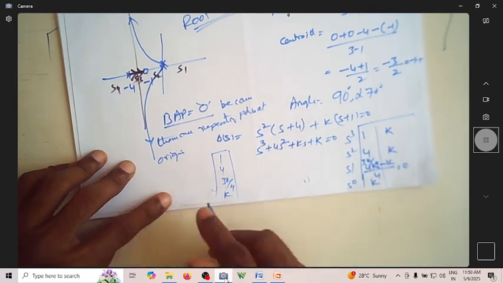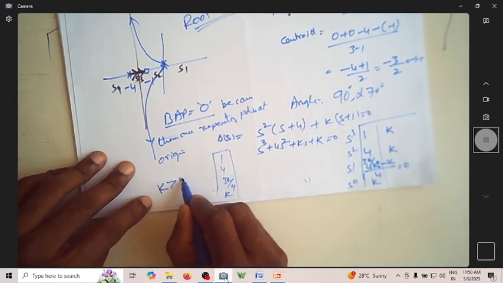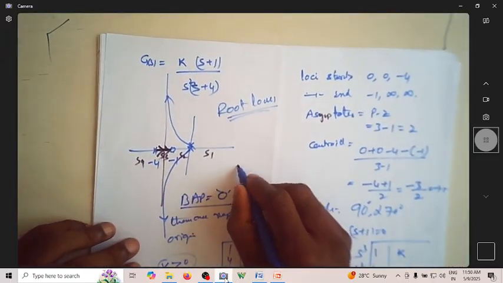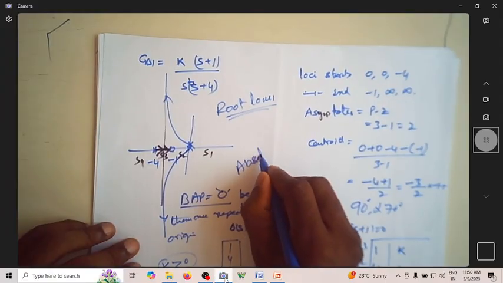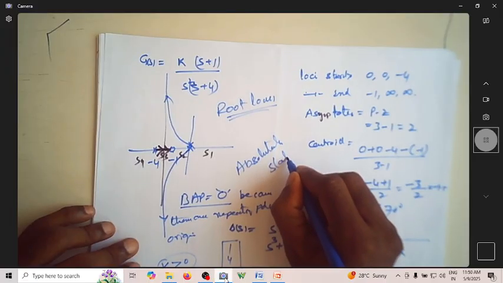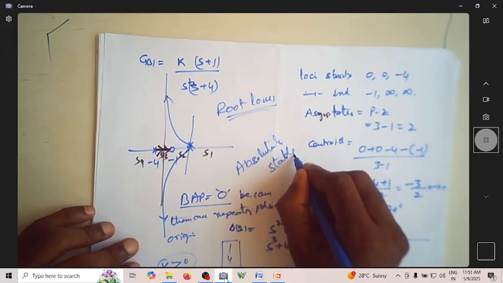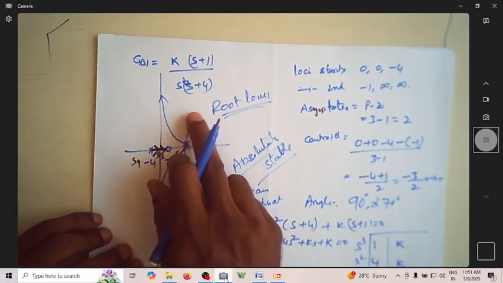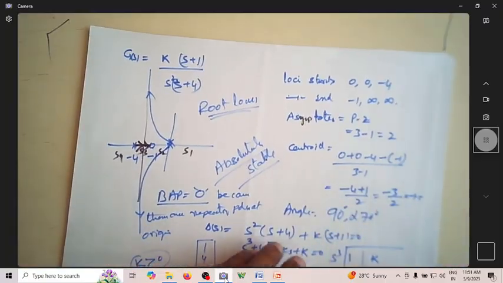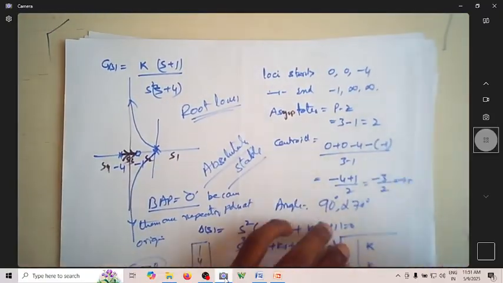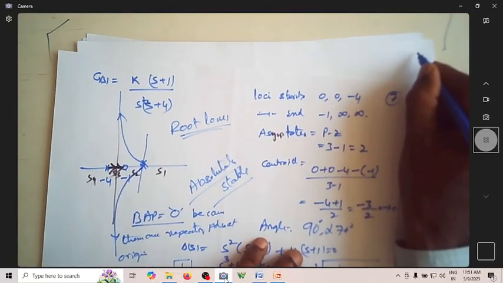If you look at this, for any value of k greater than 0, there are no sign changes, meaning that the system is absolutely stable. It's an absolutely stable system. It will never have any roots going to the right-hand side of the s-plane. It is as simple as that. So let us move to the next problem.